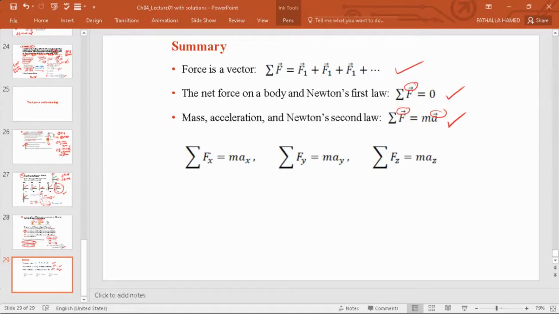And that's why when you look at the x component, it's only ax, m is a scalar, the y component is ay, and the z component is az. And that's basically what we tried to accomplish today. Is this clear? Any question on this? Good.